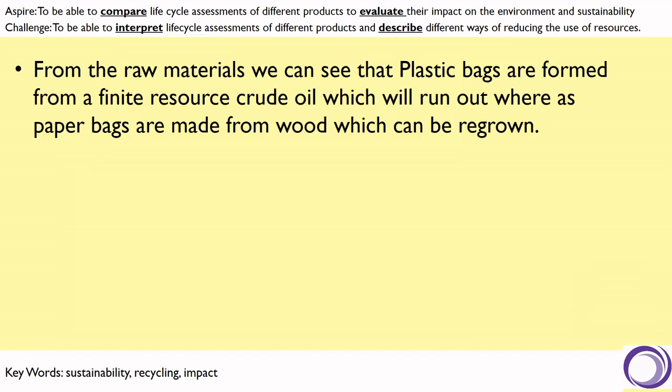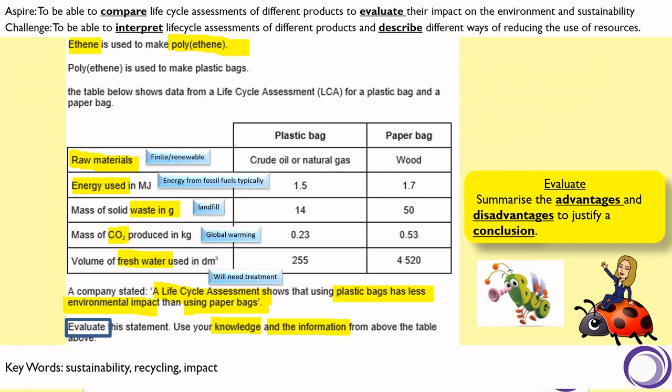So, from the raw materials, we can see that plastic bags are formed from a finite resource, crude oil, which will run out, whereas paper bags are made from wood, which can be regrown. So there's that implication that the paper bags are better. So let's have a look at the next row.